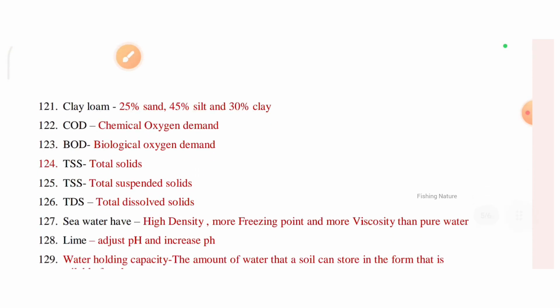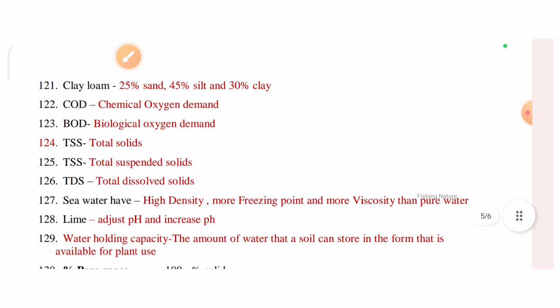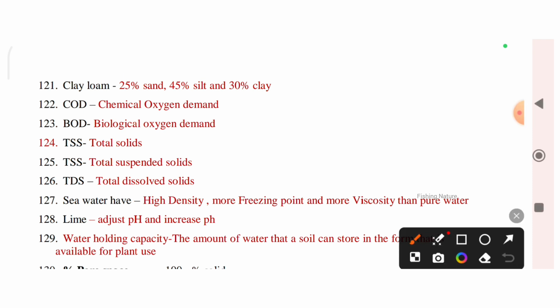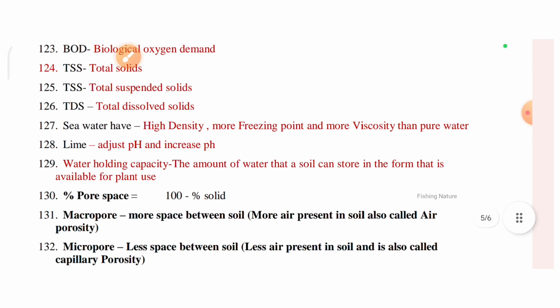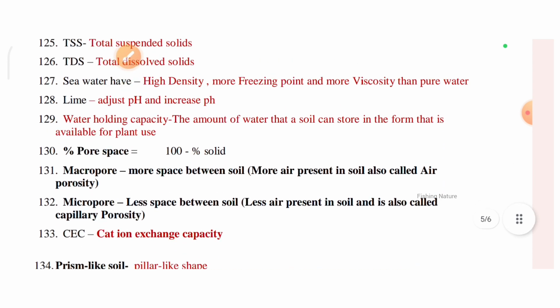Clay loam soil has 25% sand, 45% silt and 30% clay. COD is chemical oxygen demand, BOD is biological oxygen demand, TSS is total suspended solids. TDS is total dissolved solids. Seawater has higher density, a lower freezing point and more viscosity than pure water.